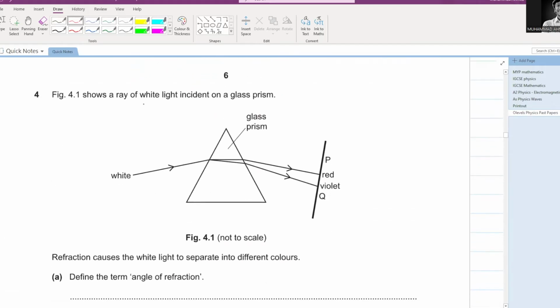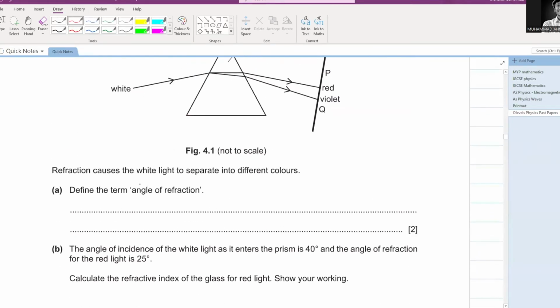Figure 4.1 shows a ray of white light incident on a glass prism. So this is a ray of white light that is incident on a glass prism. Refraction causes the white light to separate into different colors. Determine the term angle of refraction. What is angle of refraction? Angle of refraction is the angle between the normal and the refracted ray. You can write it here.